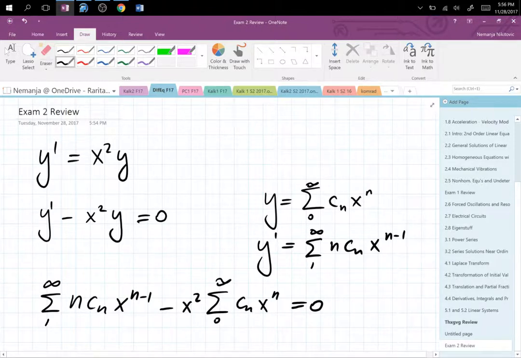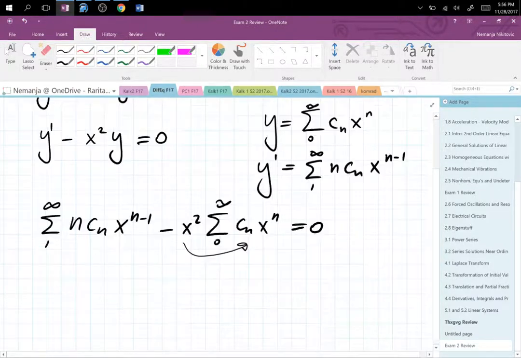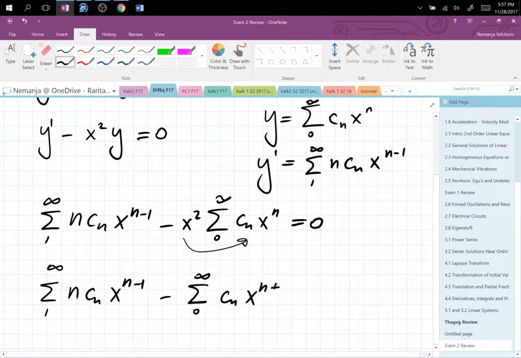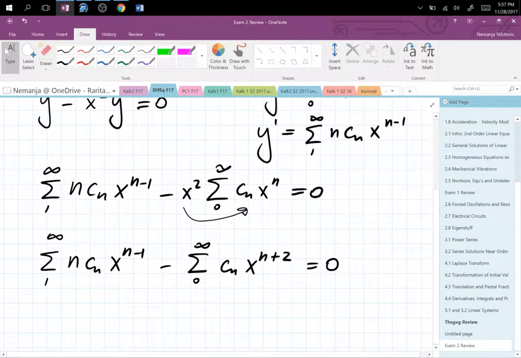Now we are going to take a look why this x has to go in. So 1 to infinity n cn x to the n minus 1 minus summation 0 to infinity cn x to the n plus 2 equal to 0. So now we have issues, because counters don't match and exponents don't match. And we have to make all of that match.